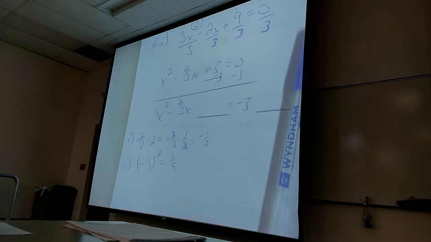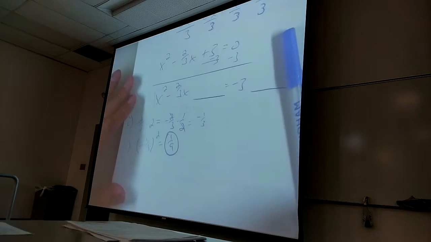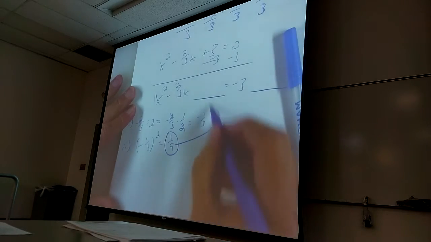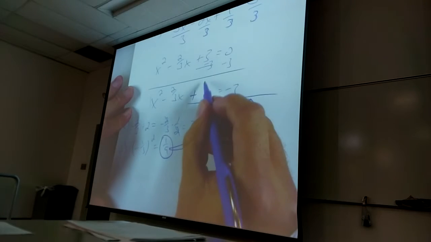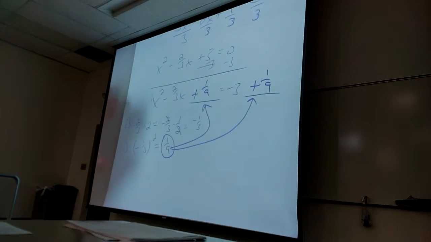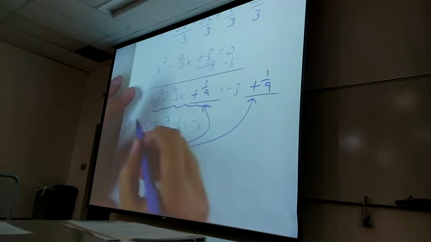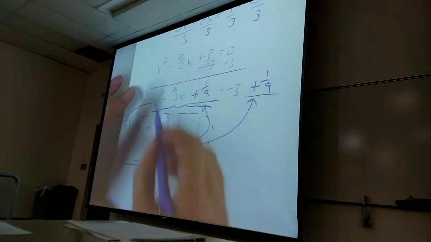Let me see if I can get all fancy. What do I do with this? That's what I add to this to make it work. I add 1/9. Add 1/9. Now that looks really gross, but why do I not care about the factoring step at least? How does that guy factor? How does this guy factor now?